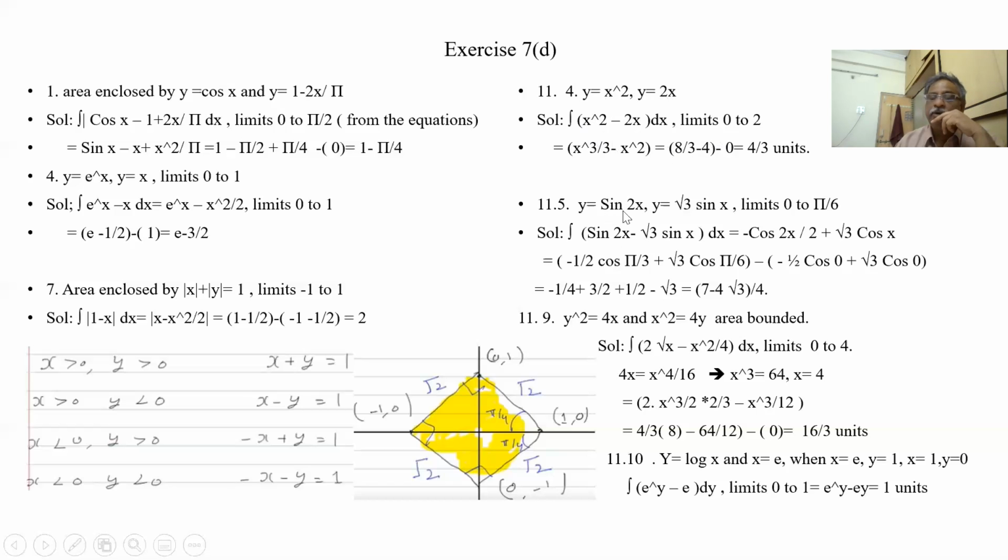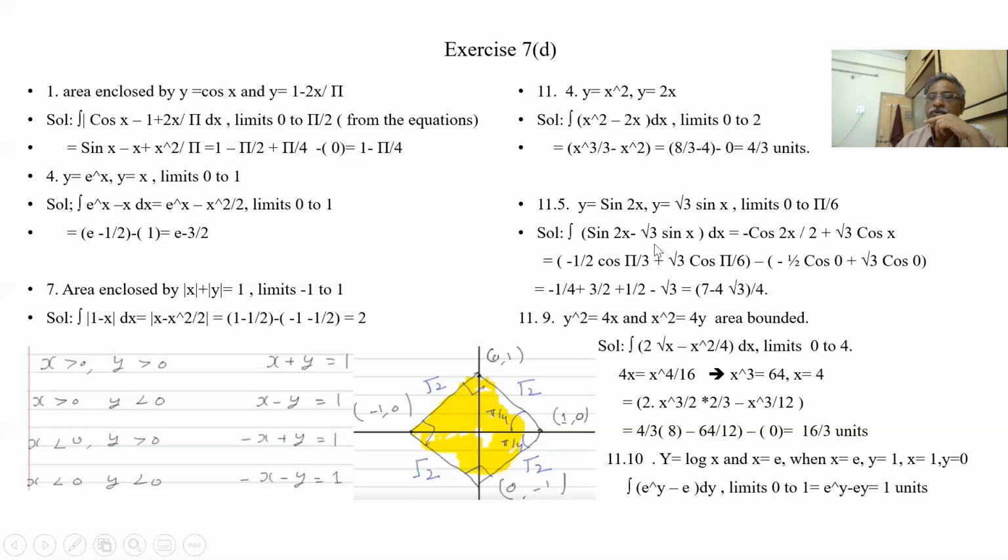So similarly, y is sin 2x, y is root 3 sin x. So here again, if I solve these, when x is 0, both y are tallying. When x is pi by 6, this is sin pi by 3, this is root 3 by 2, and this is also root 3 by 2. They are tallying. So 0 to pi by 6.